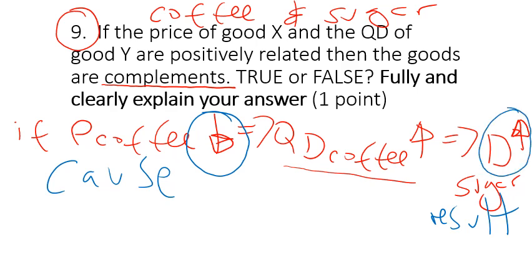So, if the price of good X and the quantity demanded of good Y are positively related, then the goods are complements. Well, that's not the case here, right? What we have just shown is that complementary goods have a negative relationship and not a positive relationship. So the statement is false.